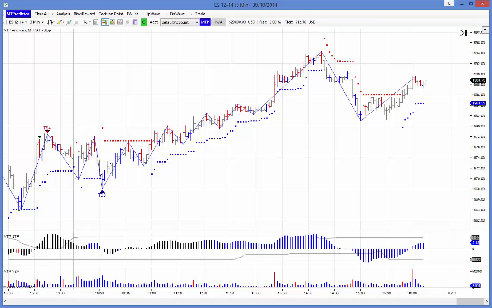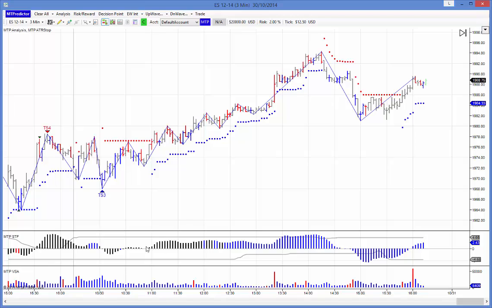In today's video I'd like to look at how MTPredictor did on the ES yesterday, which was Thursday, October the 30th. And if we look at the 3-minute chart here, you can see that the market opened here. We actually got one trade set up. The setup was a TS3 Buy setup.